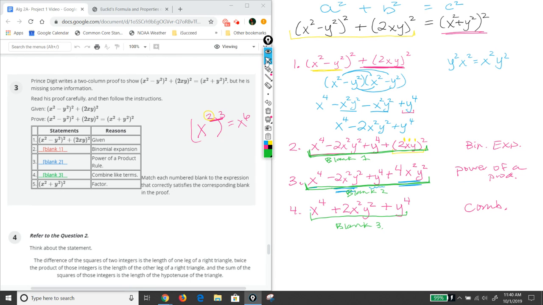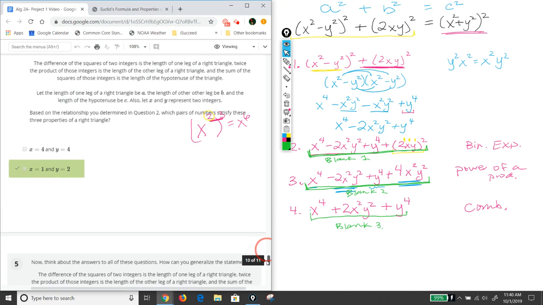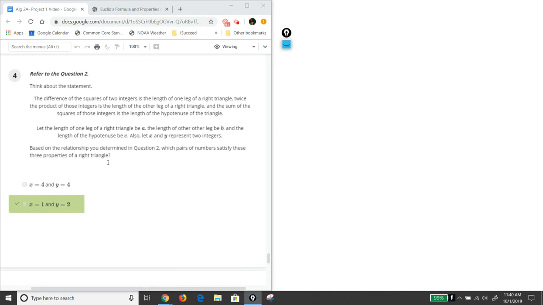And number 4, number 4 is the same information. We've already done all of that work for this wording right here. But based upon the relationship you determined in question 2, which pair of numbers satisfy these properties? Now, it does give you a whole list of possible solutions. So how do I check whether or not this number is a real solution? We're going to plug that in. So let me recall our relationships that we already had from number 2, and I'll write those down for us to reference.